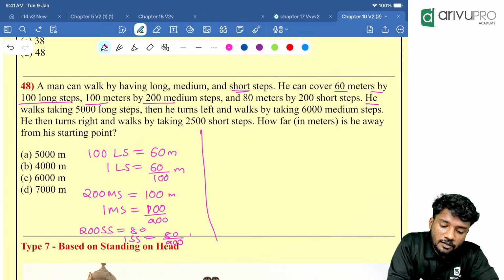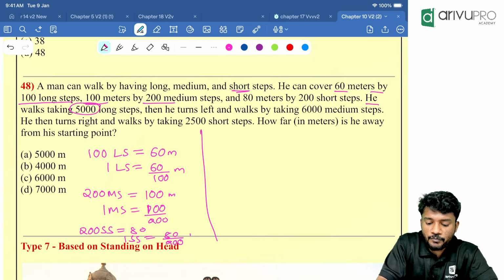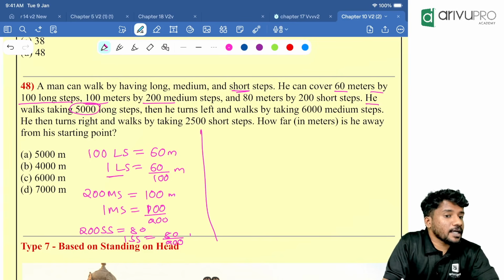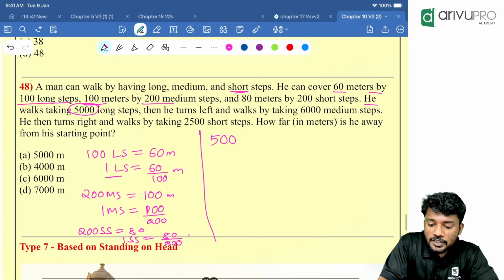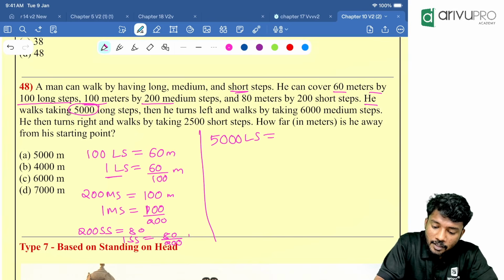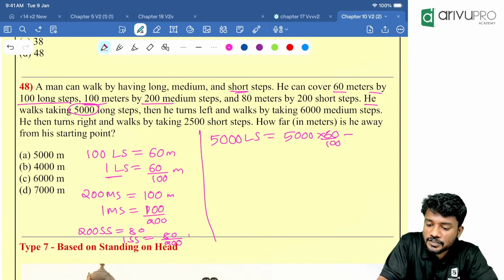He walks 5000 long steps. People, 1 long step is 60 by 100. Then 5000 long steps will be how many meter? 5000 into 60 by 100, which is equal to how much? 3000 meter.